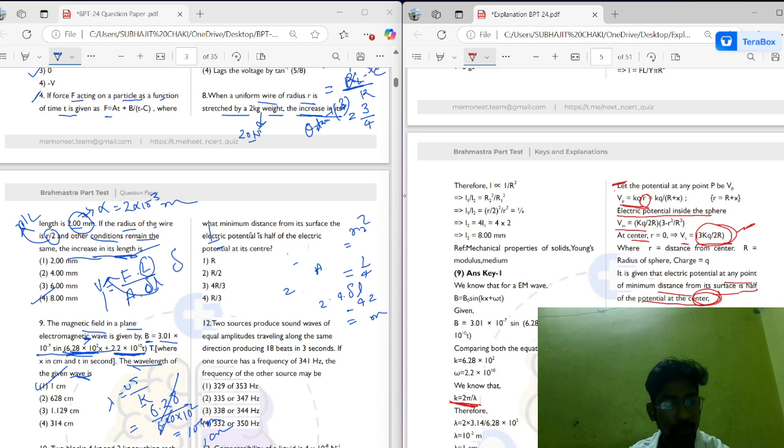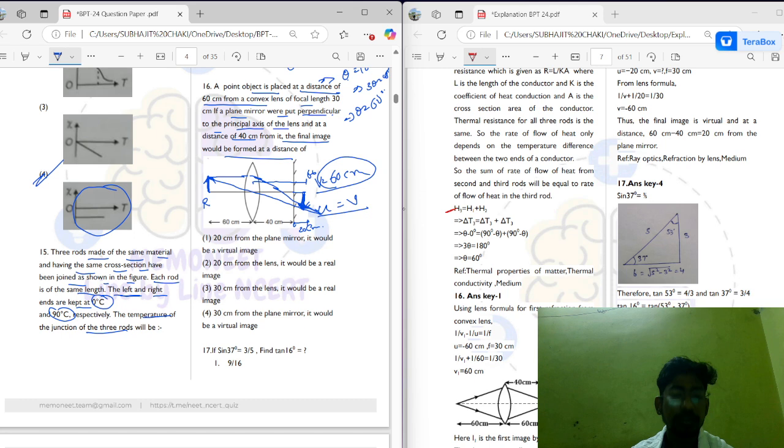So this means this distance is equal to 20 cm. It is always 20 cm. And when the object is placed at the center of curvature, the image is always a real image. So this is a real image that is formed. The distance is always equal to 20 cm.